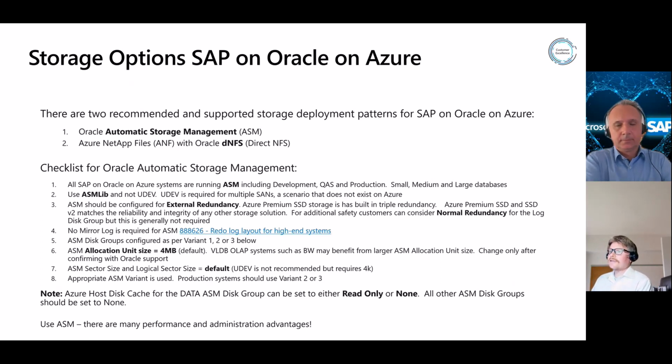The SAP note 888626 says that if your storage system has all of the enterprise features like multiple paths, battery backup of caches, all of this, and Azure Premium Storage has all of this, then you have the option to only have one log, no mirror log, and to use external redundancy.